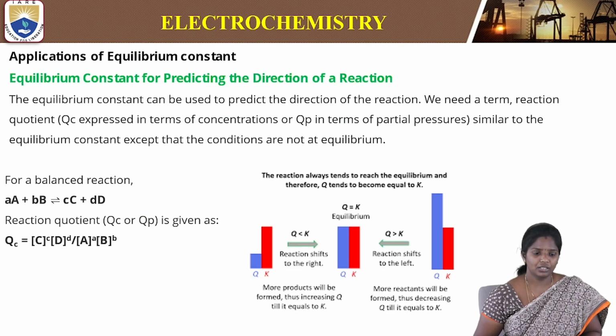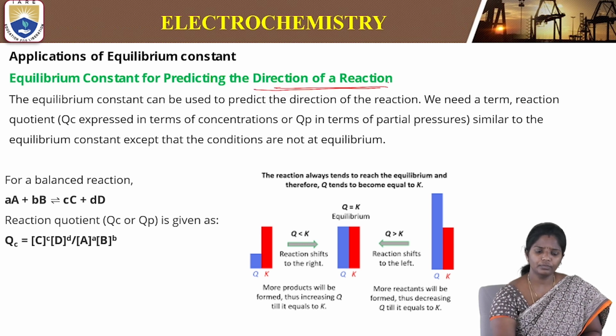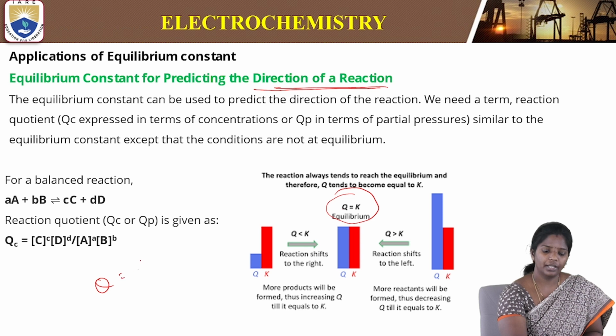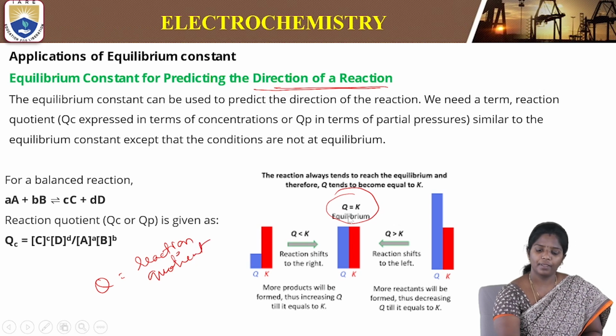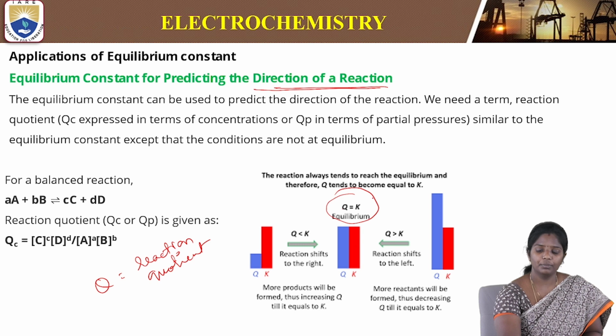The other application is predicting the direction of the reaction. It is similar to the previous one: it will indicate whether the direction is forward or backward. At equilibrium, Q is equal to K. Q is the reaction quotient, and K is the equilibrium constant.